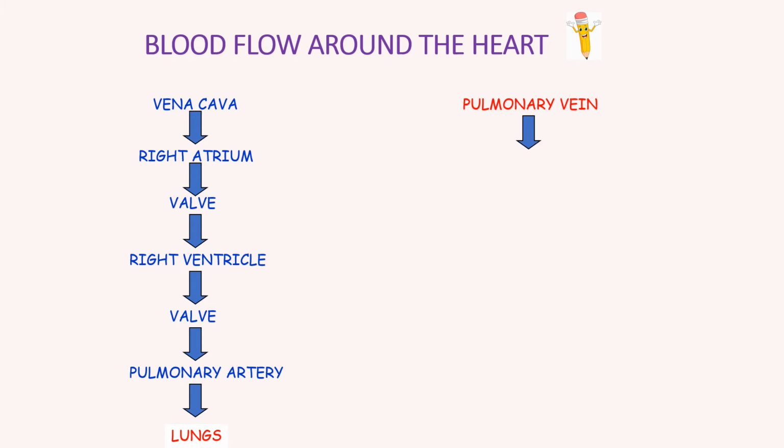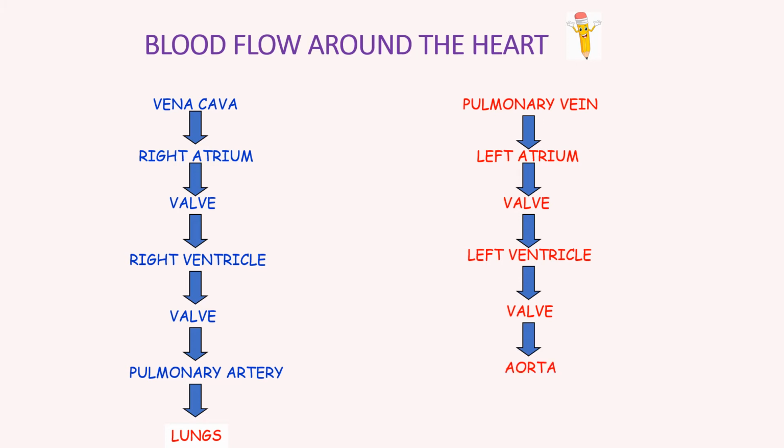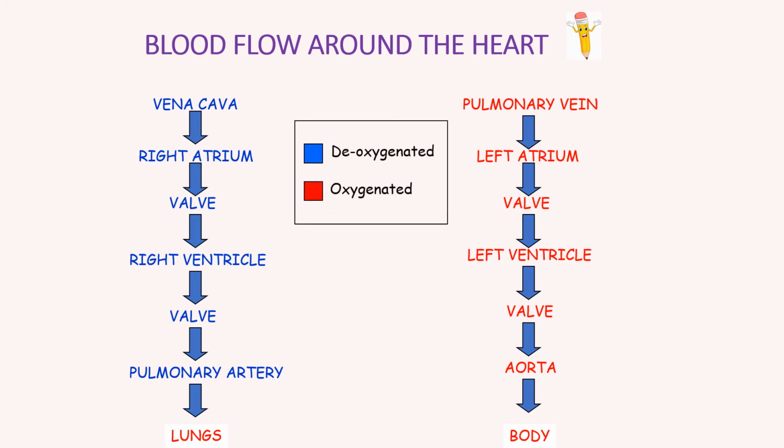Then from the pulmonary vein, it should go into the left atrium, and then from the left atrium it should pass through a valve into the left ventricle, and then from the left ventricle it should pass through a valve, and then it should go to the aorta where it is pumped to all of the body so the body cells can get oxygen. Obviously the blue parts are where the blood is deoxygenated and the red parts are where it's oxygenated, sorry. So you should be able to write the blood flow around the heart without help. If you can't, then make sure you pause the video and memorise this before you move on.